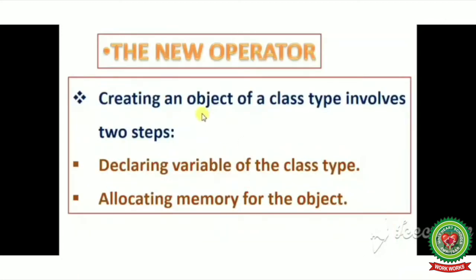The next we will discuss is the new operator. The new operator, we have already told, is used to allocate memory for the objects. Now, creating an object of a class type involves two steps. Means when we declare objects of the type class, it involves two steps: declaring a variable of the type class, and allocating memory for the object. Means firstly we will declare a variable that is of class type, meaning it has the class name as its type, and then we will provide the space in the memory.